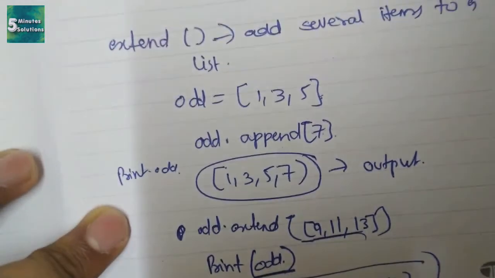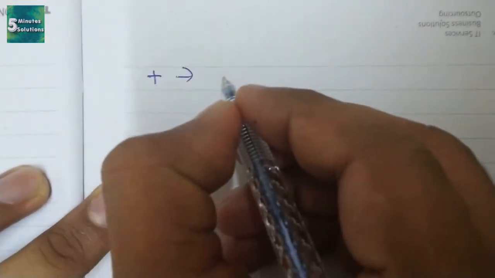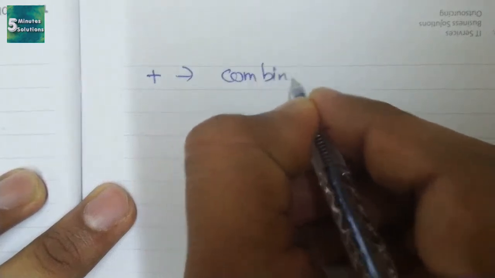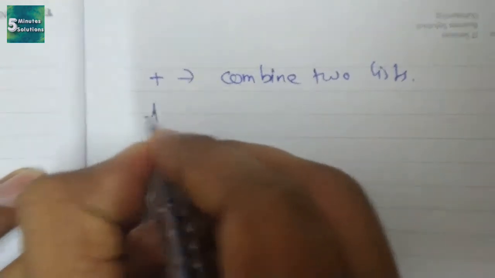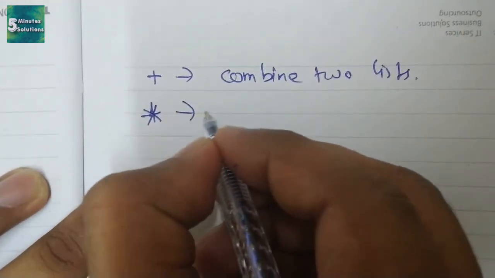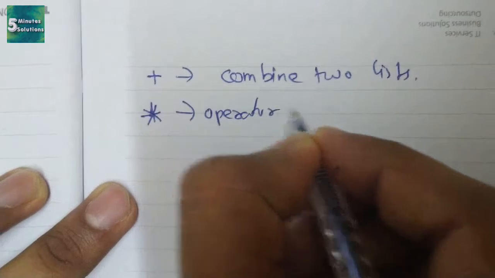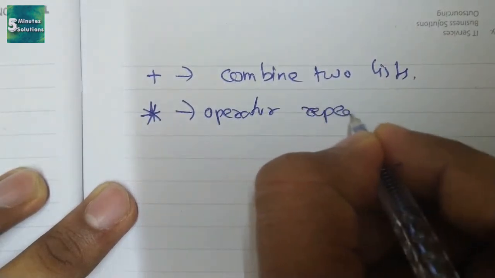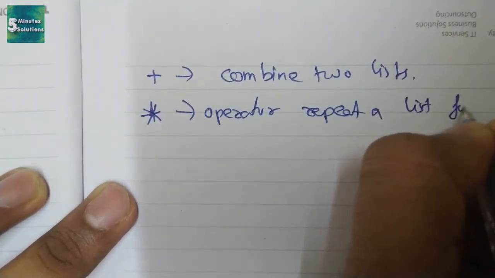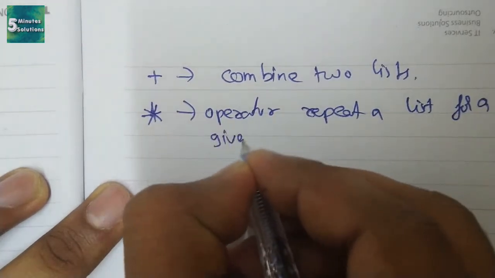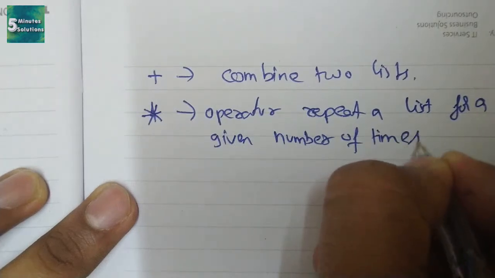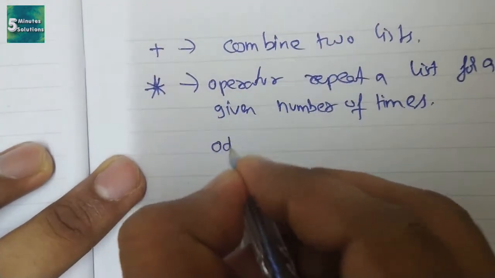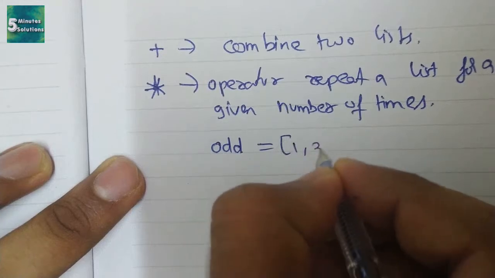In lists we can use concatenation to combine two lists, and we can use the star operator to repeat a list for a given number of times. For example, let's take odd is equal to 1, 3 and 5.